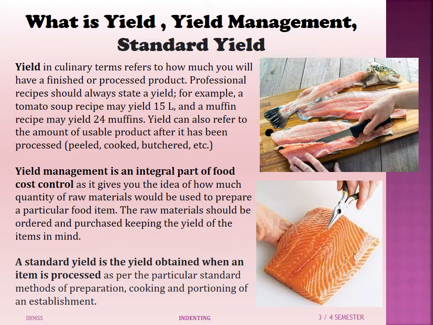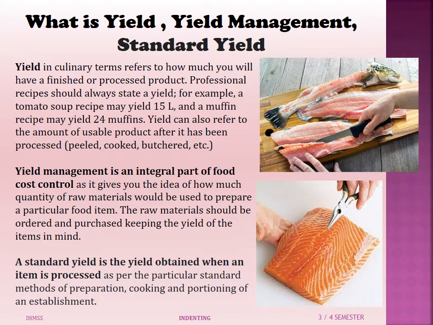What is yield? Yield management and the standard yield. Yield in culinary terms refers to how much finished or processed product you will have. A professional recipe should always state a yield. For example, a tomato soup recipe may yield 15 liters and a muffin recipe may yield 24 muffins. Yield can also refer to the amount of usable product after it has been processed, peeled, cooked or butchered.